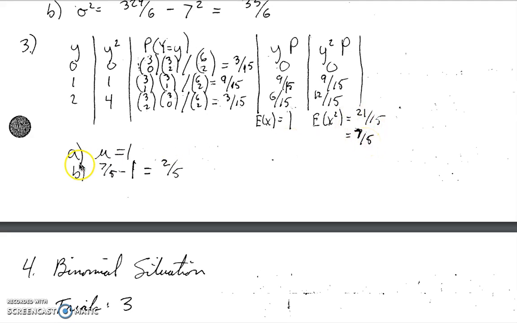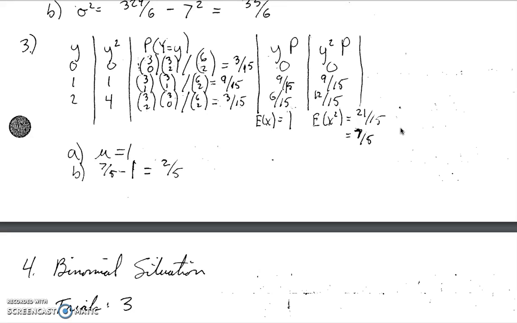Okay, so in part A, the expected value is 1. In part B, remember our formula for the variance. We've got the expected value of the variable squared minus the square of the expected value of the variable. So 7/5 minus 1, of course, is 2/5.